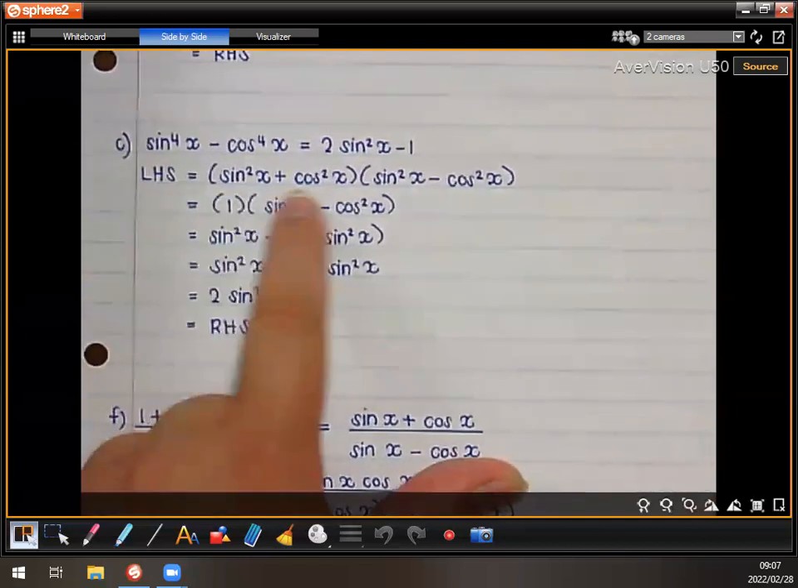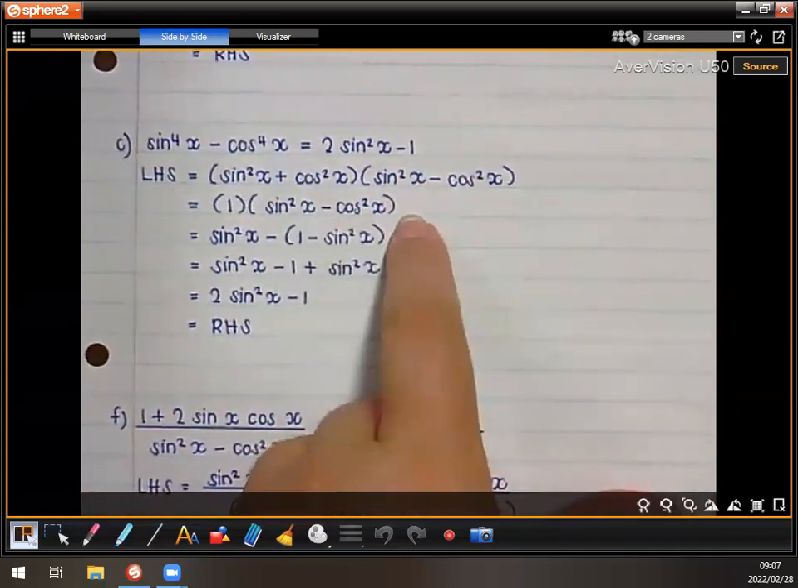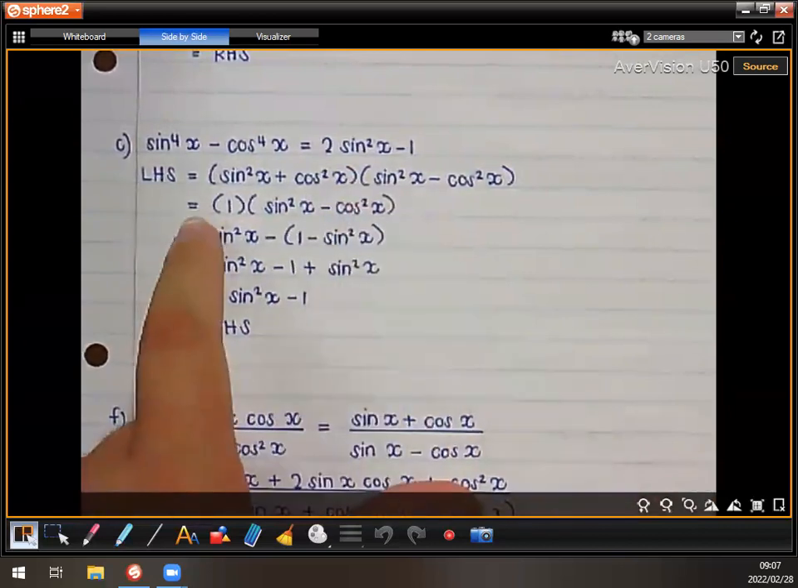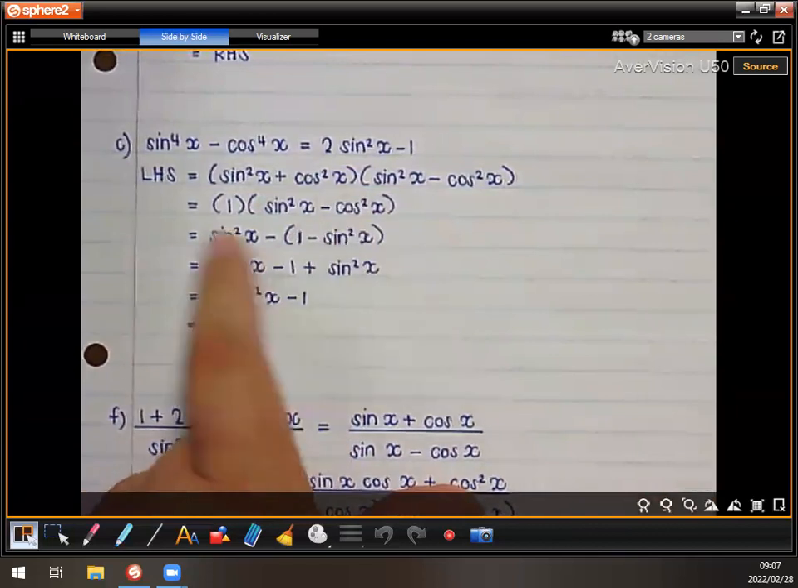So I got sine squared x plus cos squared x, which is just 1, and sine squared x minus cos squared x. Now, once I figured out that that is equal to 1, I was actually just left with sine squared x minus cos squared x.